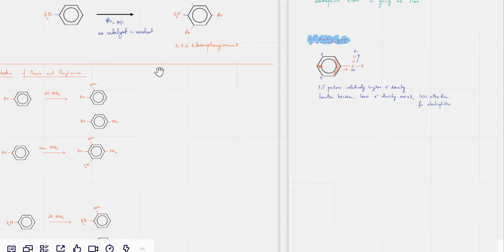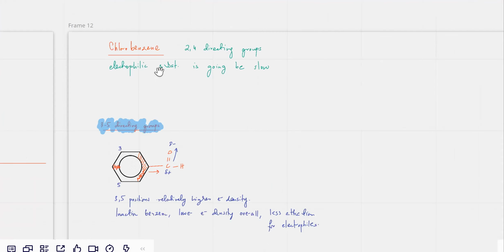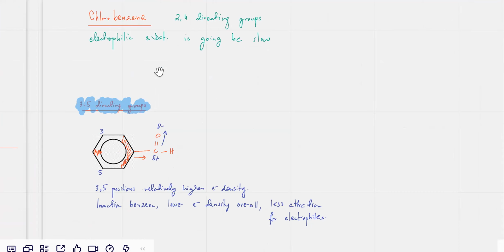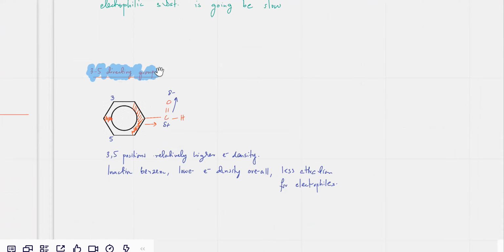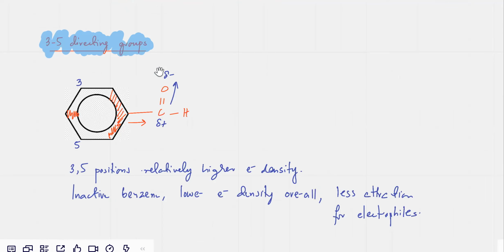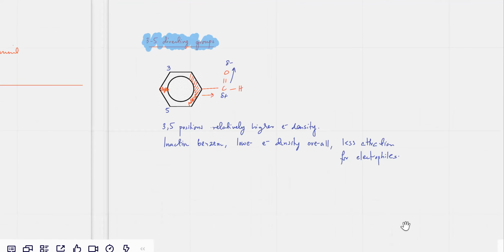And the last thing that we did was what? So we talked about chlorobenzene, and I told you that electrophilic substitution for that is going to be slow. And about C5 directing groups as well. We talked about benzene being kind of inactive. It's got low electron density overall, less attraction for electrophiles. So for all C5 directing groups, the reactions are going to be very, very slow.